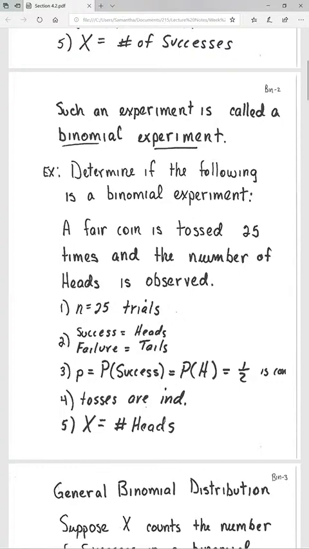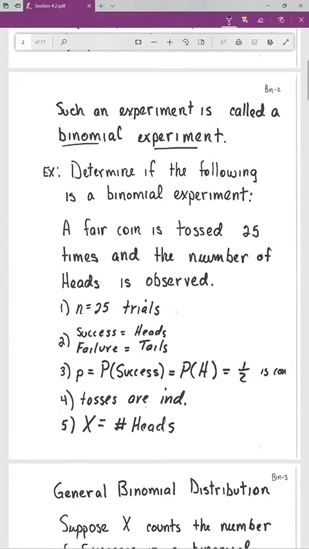4. The trials are independent of one another. Yes, we can confirm that our tosses are independent. And 5. X equals the number of successes, and we've determined X is our number of heads. So the answer to whether this is a binomial experiment is yes, it is.